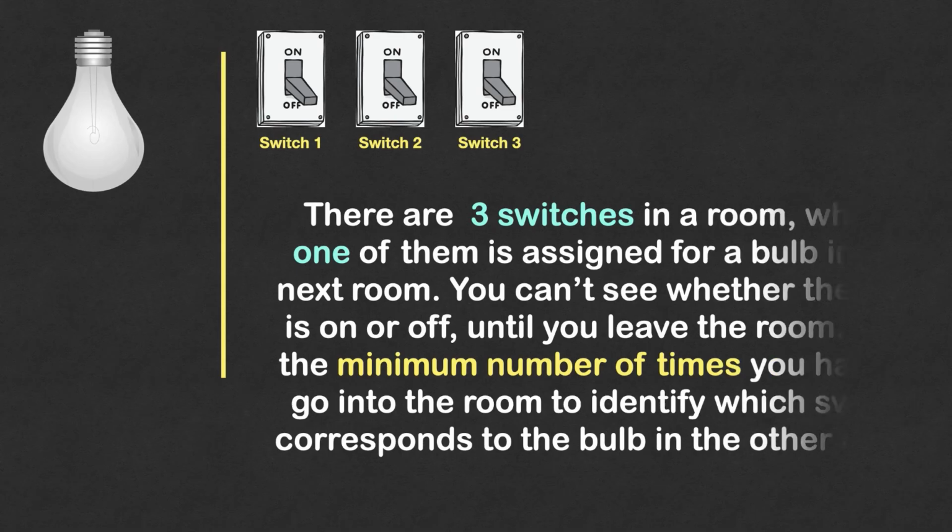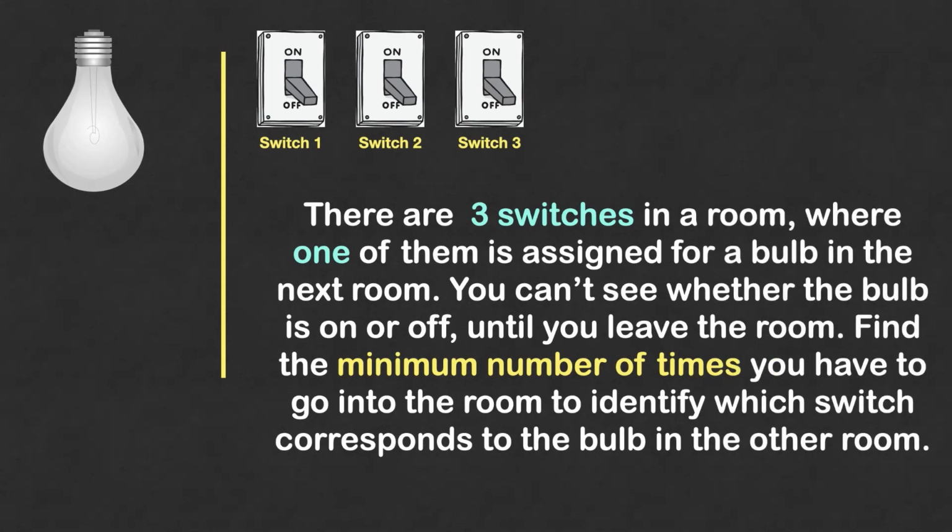You have three switches in a room. One of them is for a bulb in the next room. You cannot see whether the bulb is on or off until you enter the room. What is the minimum number of times you need to go into the room to determine which switch corresponds to the bulb in the next room?